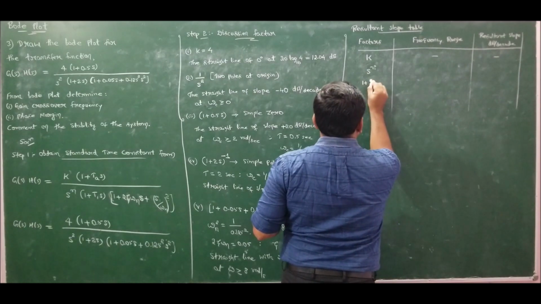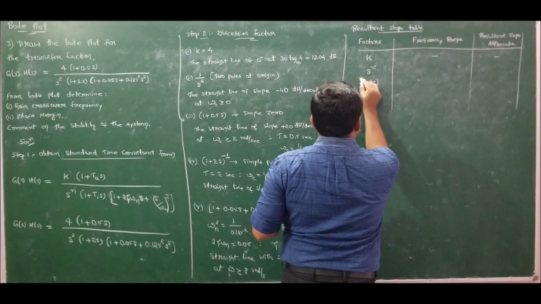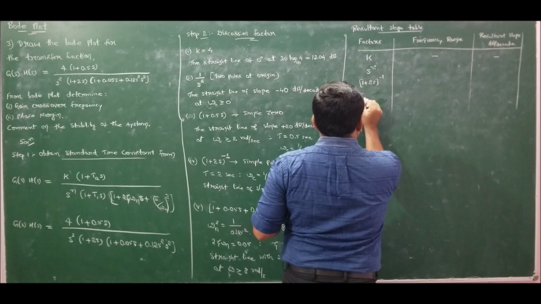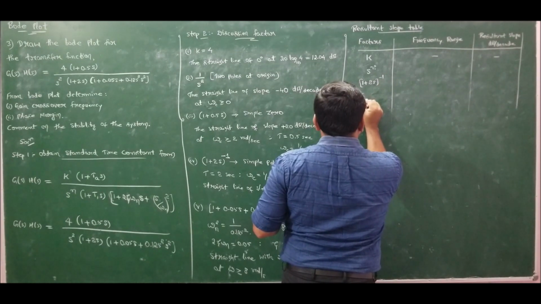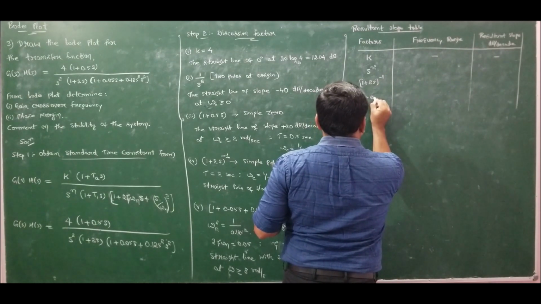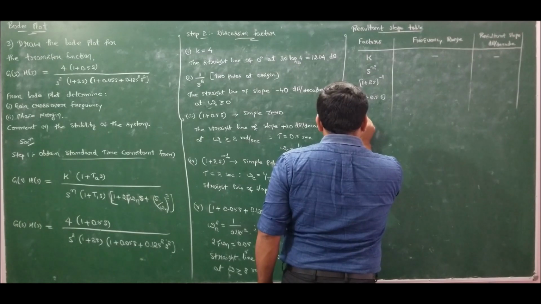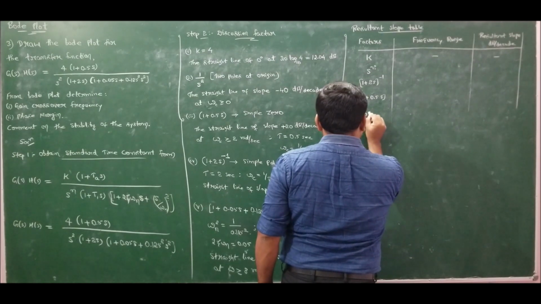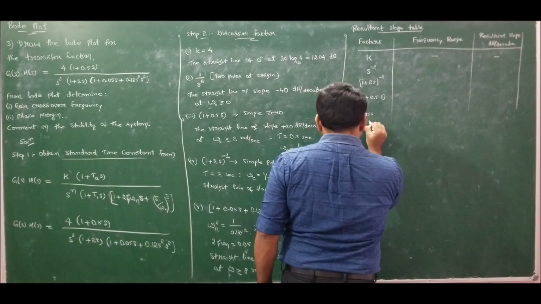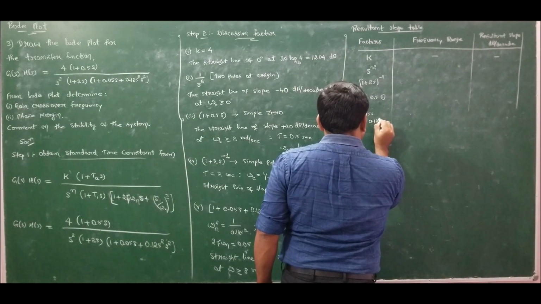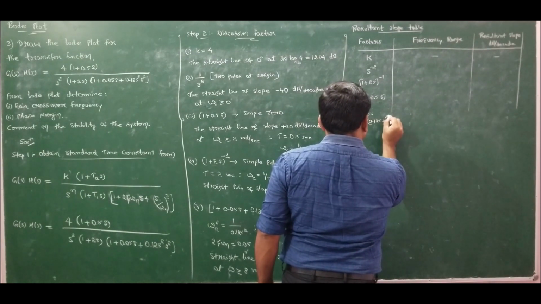It is 1 plus 2s inverse, and then we have simple zero as 1 plus 0.5 s, and then we have complex pole, that is 1 plus 0.05 s plus 0.125 s whole square.